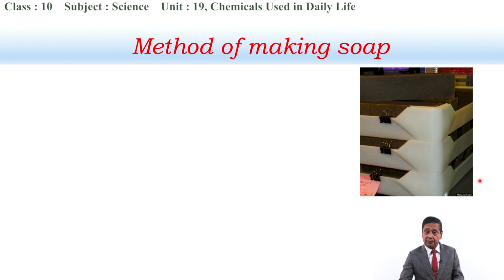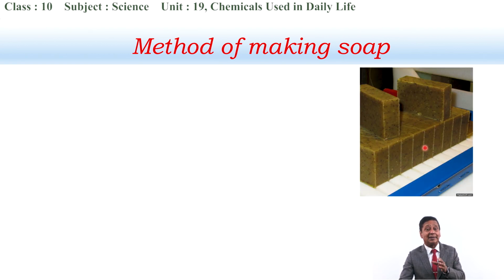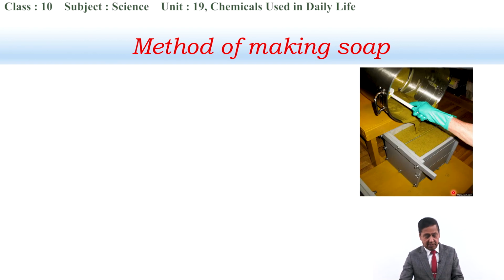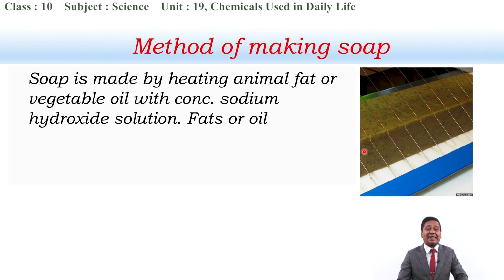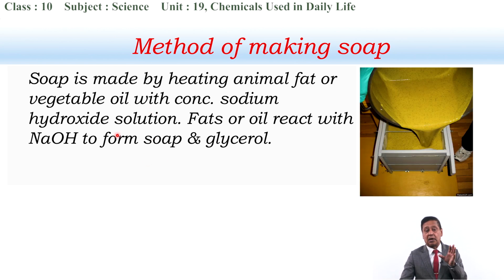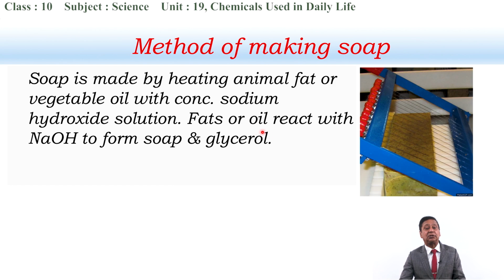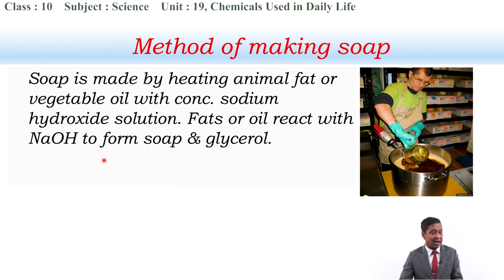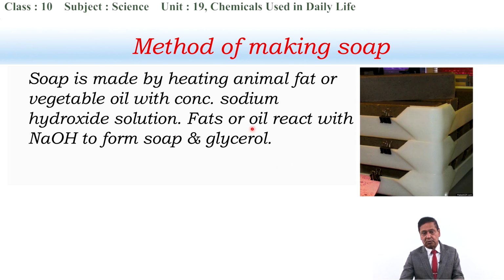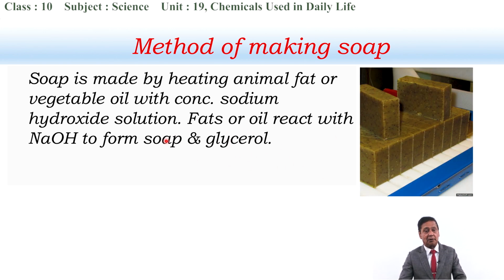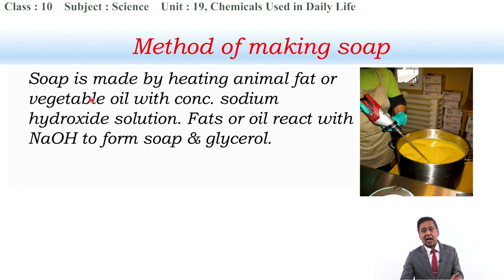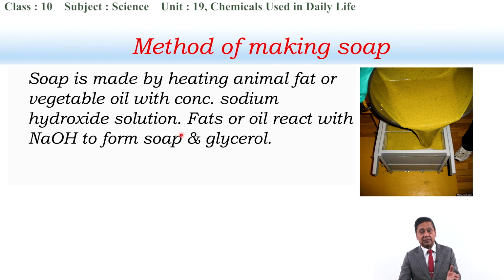along with glycerol. Soap and glycerol form, and since our target is to produce soap, glycerol is called a byproduct. We can say it this way: soap is made by heating animal fat or vegetable oil with concentrated sodium hydroxide solution. Fats or oils react with sodium hydroxide to form soap and glycerol. Glycerol is a byproduct which can be used for different purposes. Our target is to make soap. Look at the word react, what does it mean? They react with each other and the reaction produces soap.